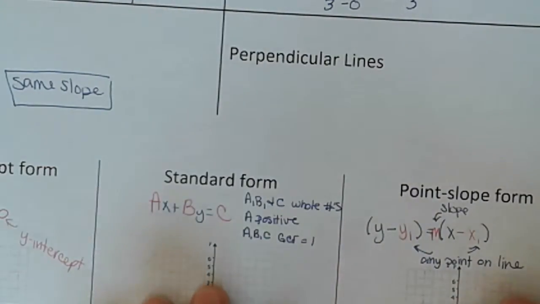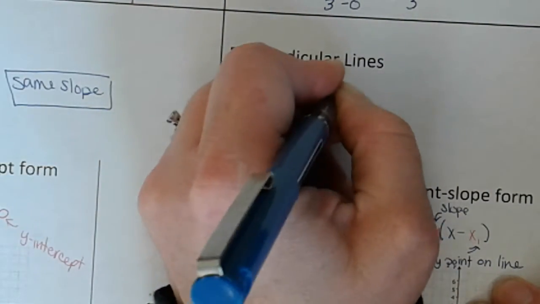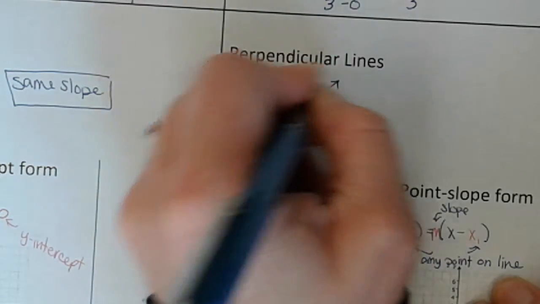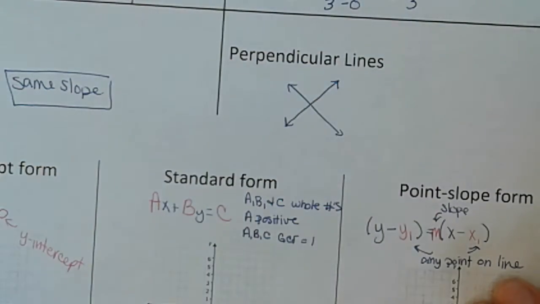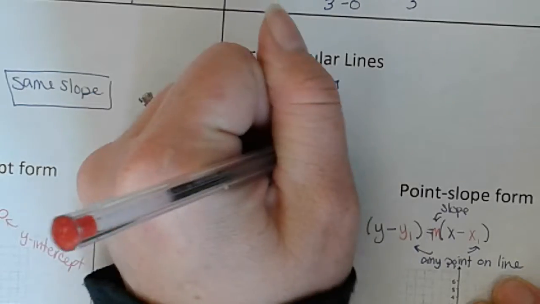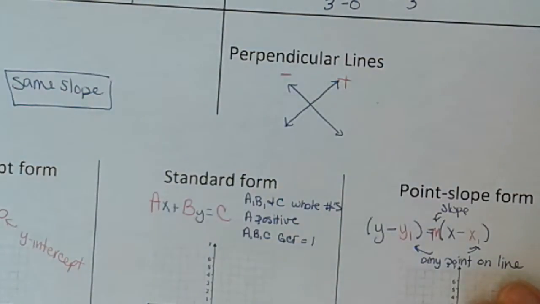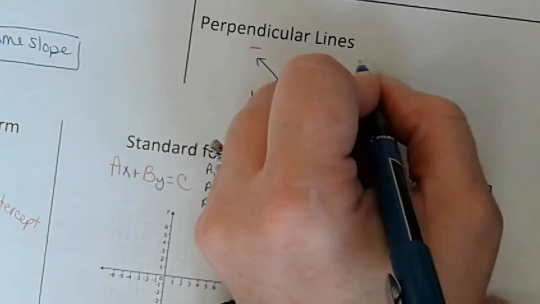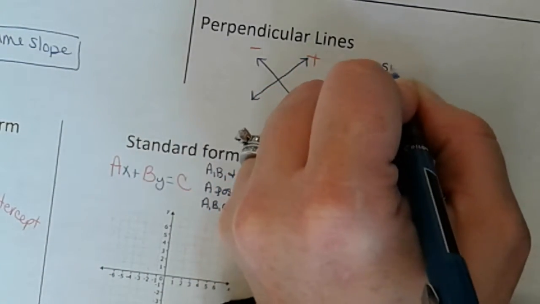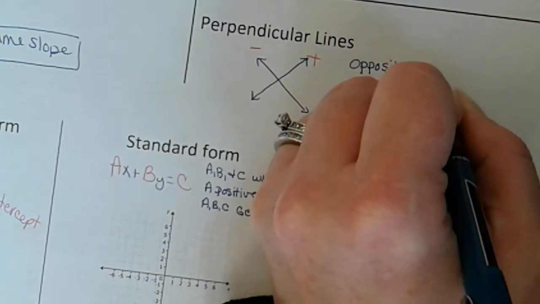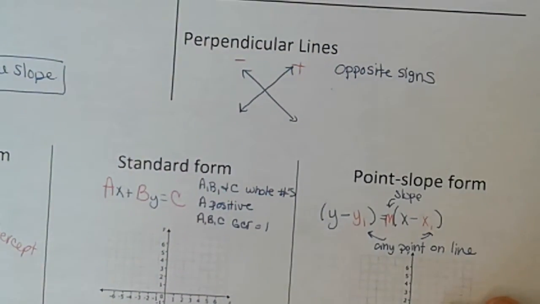Now perpendicular lines, let's take a look at some perpendicular lines. One thing we can tell for sure just from the picture is that this has a positive slope and this has a negative slope. So we know that perpendicular lines are definitely going to have opposite signs. If one is positive, the other one's going to be negative.